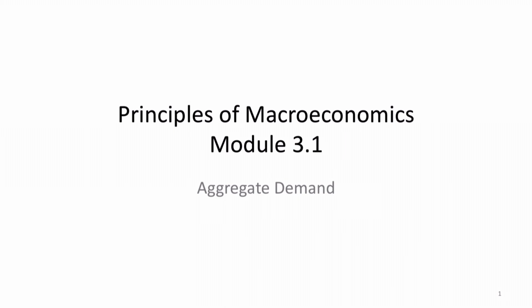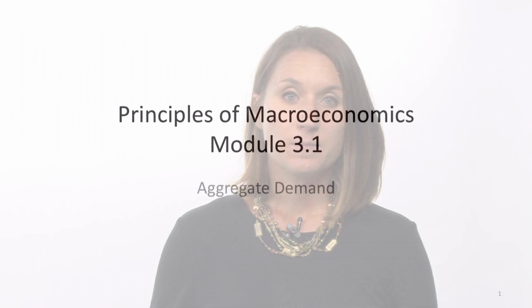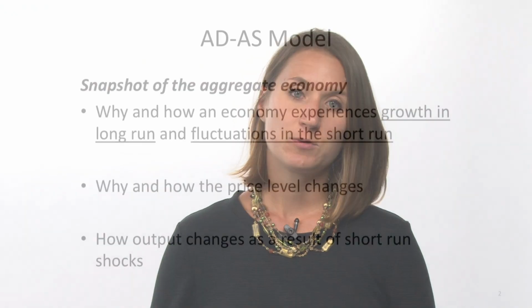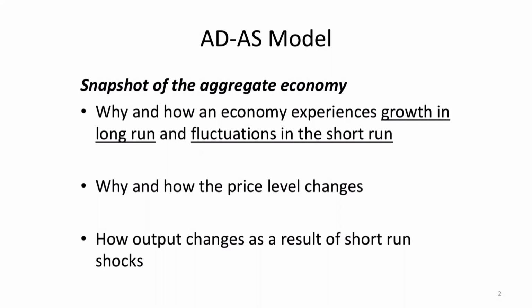This is Module 3.1, and in this module, we'll start our discussion of the aggregate demand and aggregate supply model. What this model gives us is a snapshot of what's happening in the economy. Specifically, we can see why and how an economy experiences both long-run economic growth as well as short-run economic fluctuations.